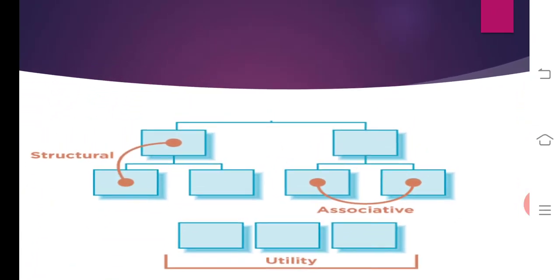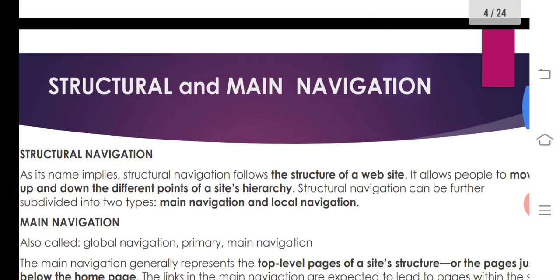Next, structural connect is majorly in a tree format. One page to another page, that is structural. Same page, small content, that is associated. Then utility means it helps people. In the guidelines you can set some pages for utility. Here is a diagram of the three different categories, connected with structural and main navigation.